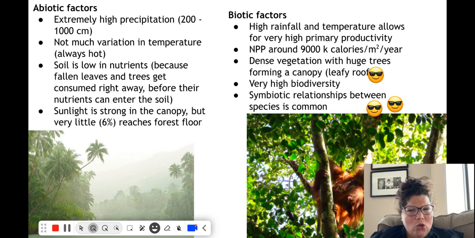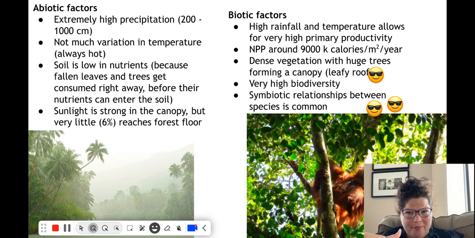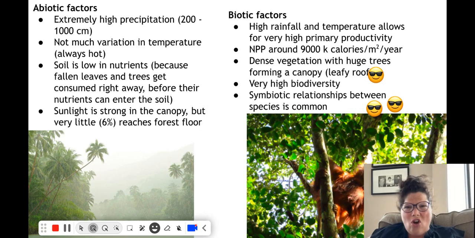Soil's low in nutrients though, because there's so many critters down on the ground that anytime leaves fall, they're consumed right away. And their nutrients never really get a chance to fall into the ground. Sunlight, though, is so strong, but very little actually reaches the floor. Only 6% of that sunlight is going to ever reach the forest floor.